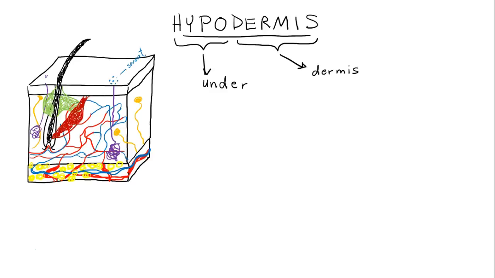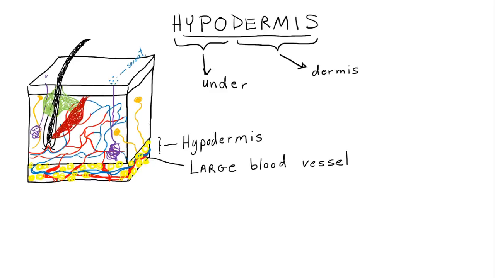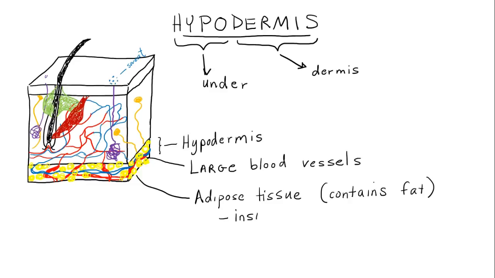And the hypodermis also contains a lot of these yellow cells that I'm drawing. Okay, these are fat cells. So here we have the hypodermis and some labeling, the large blood vessels, and also these fat cells which make up adipose tissue. Okay, so adipose tissue contains fat, and this is a part of our body where we store fat, and it helps to protect us from cold.